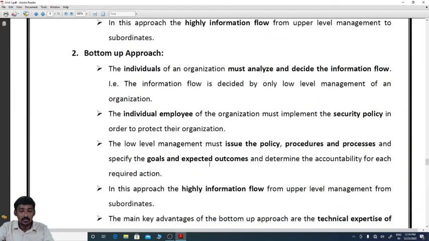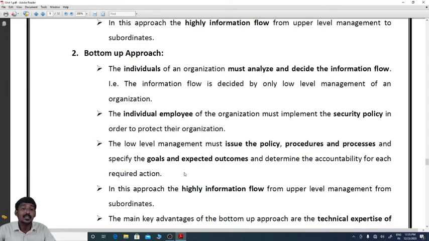The next one is called the bottom-up approach. In this bottom-up approach, the individuals of the organization must analyze and decide the information flow. For example, I am a faculty member, and even for me there are higher levels, like the head of the department and the principal. Based on the information, I need to analyze and decide whether this information is to be shared with someone or not. Clear? That is called the bottom-up approach.